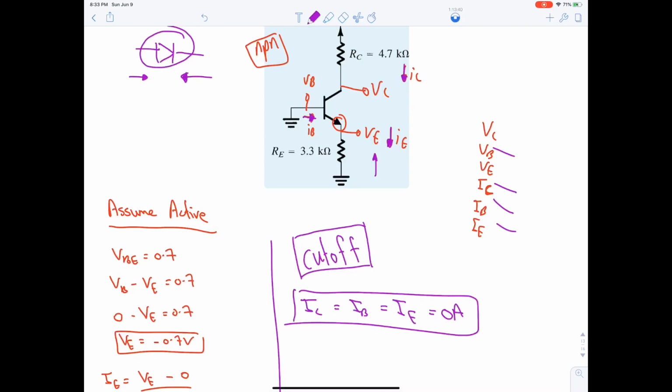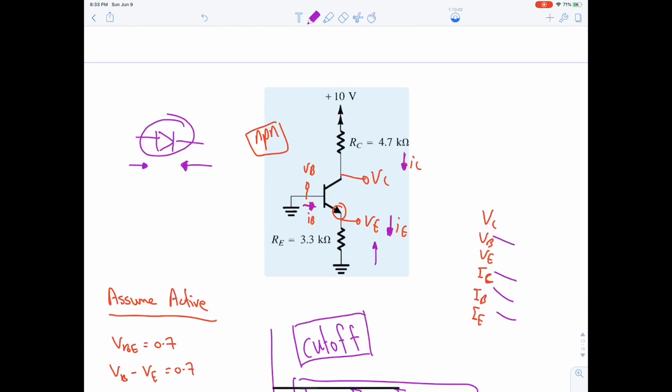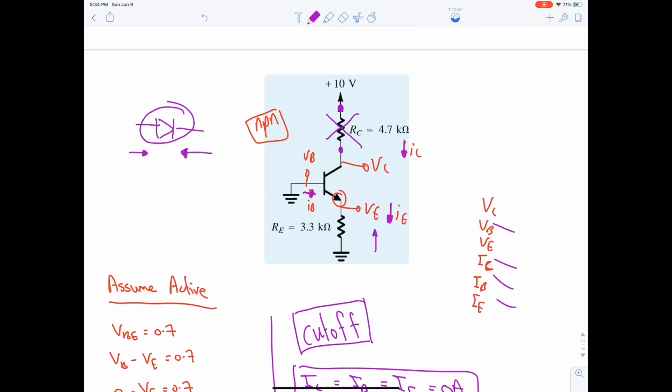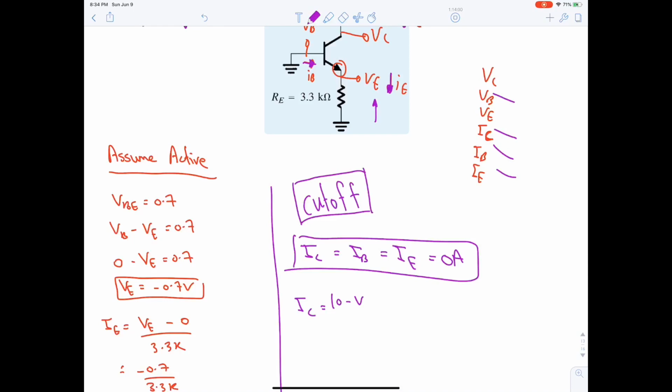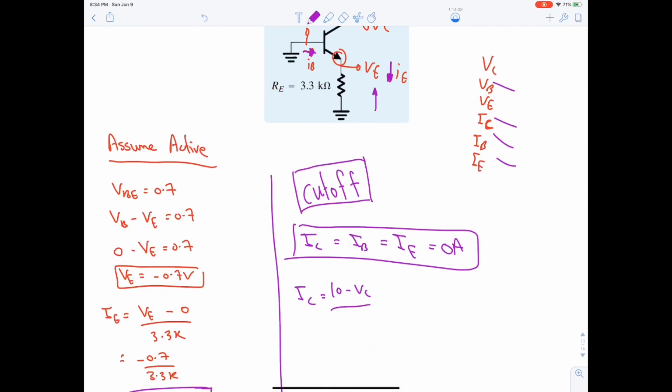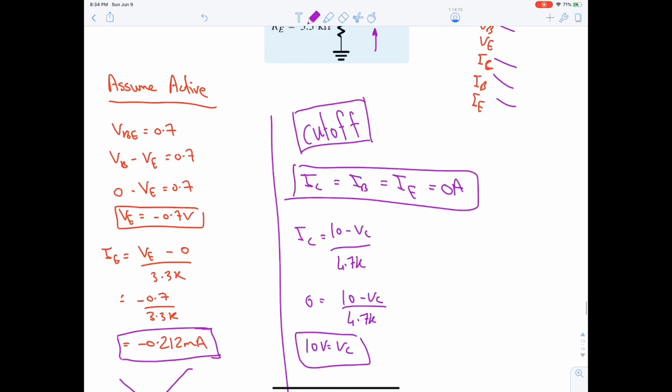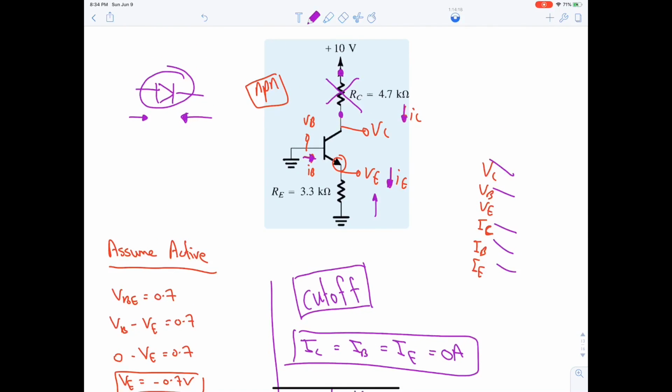VB is by default grounded. VC will be 10. Reason being I equal to 0, hence resistance useless. Voltage here is equal to the point here, so VC is equal to 10. But you can find it through Ohm's law. You can say that IC is equal to 10 minus VC over 4.7K. So IC is 0, 10 minus VC over 4.7K, 10 equal to VC, so VC is 10 volt. Okay? And VE is equal to 0 because resistance is useless. This is 0 and this is 0.